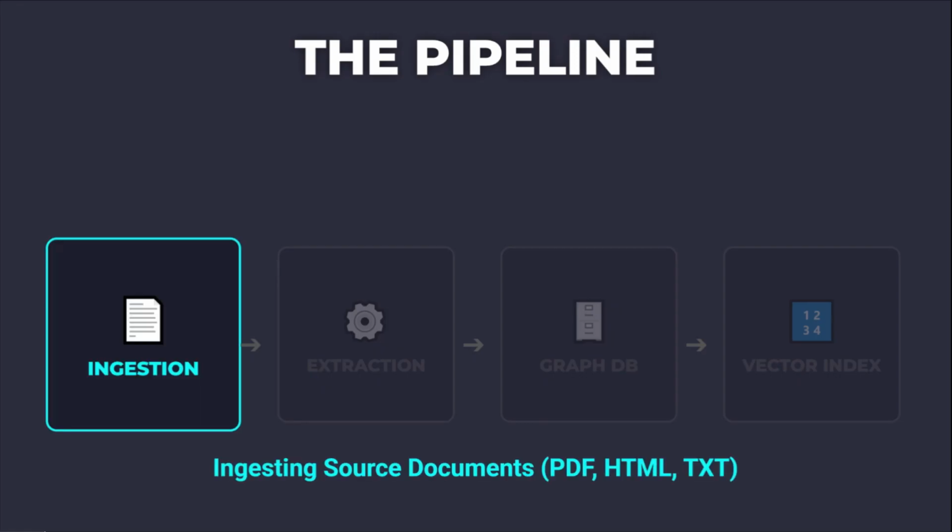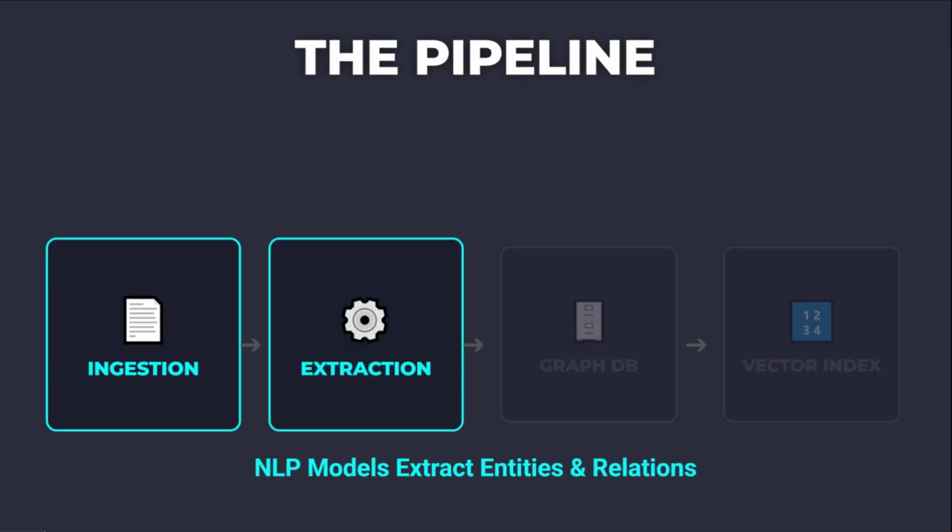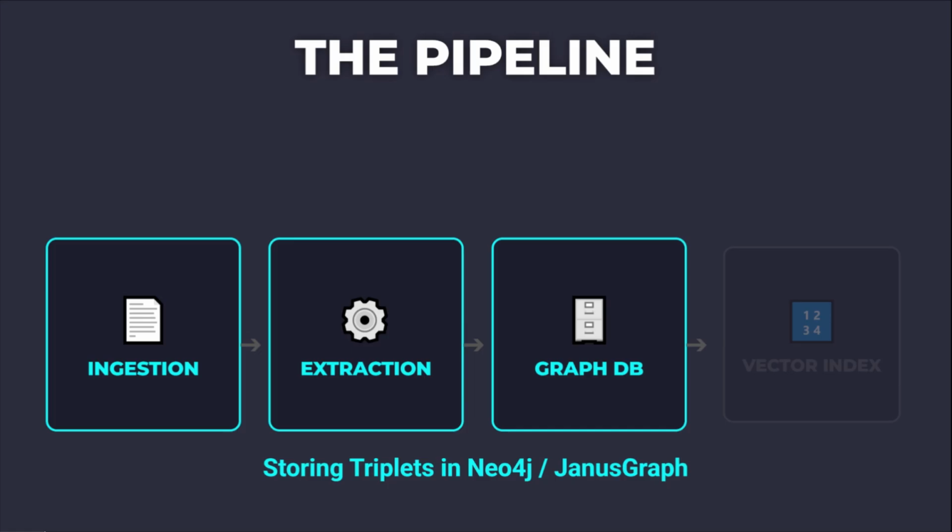The GraphRAG pipeline starts with source document ingestion. Entities and relationships are extracted using specialized natural language processing models. These triplets form the foundation of the knowledge graph, KG. The KG is stored in a native graph database like Neo4j or JanusGraph. This structure provides explicit semantic paths between data points.